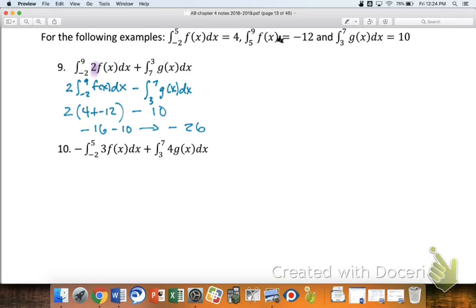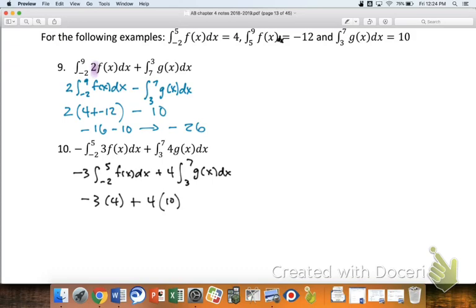Got it. Okay. So then, number 10. Did you notice on number 10 there were 2 different constant multiples? There was the 3 and the 4. And so we should probably get both of those out. So it'd be -3 times the integral from -2 to 5 of f of x dx plus 4 times the integral from 3 to 7 of g of x dx. The limits of integration agree, right? We're accumulating from left to right. So the integral from -2 to 5 is 4. So it'd be -3 times 4 plus 4 times the definite integral from 3 to 7, which is 10. So that's negative 12 plus 40. I got 28 for that.